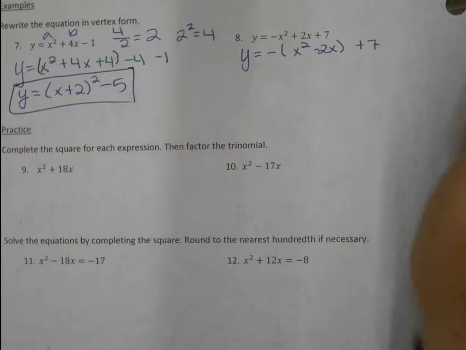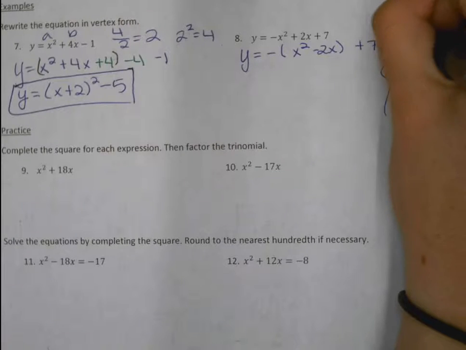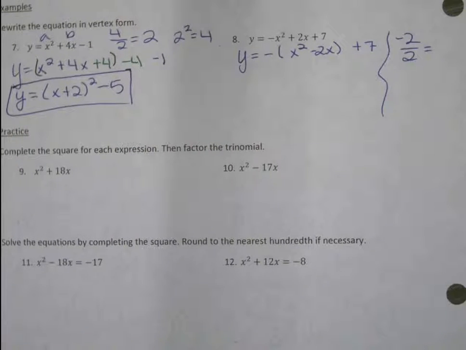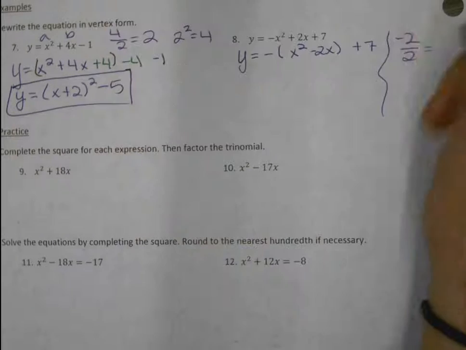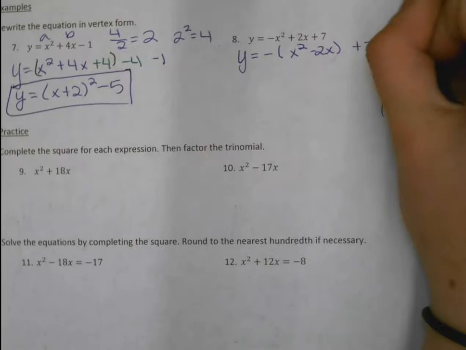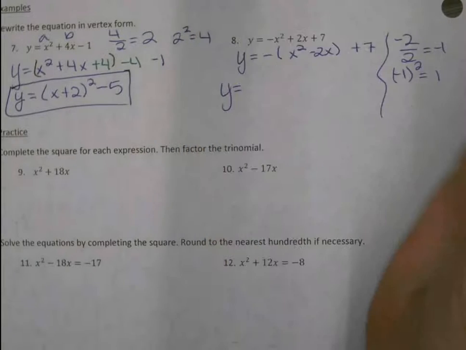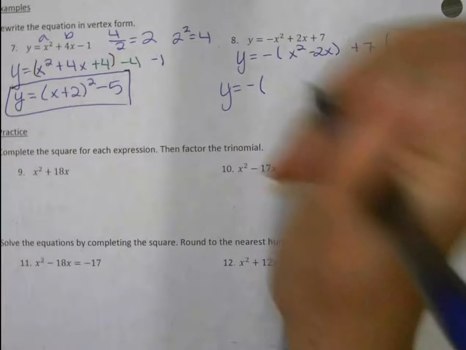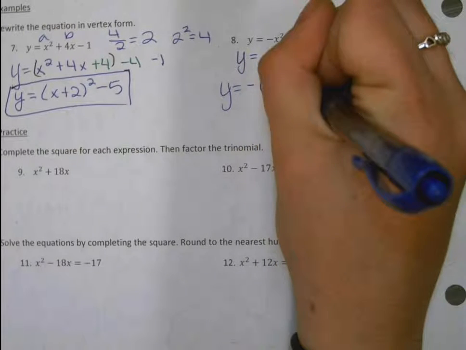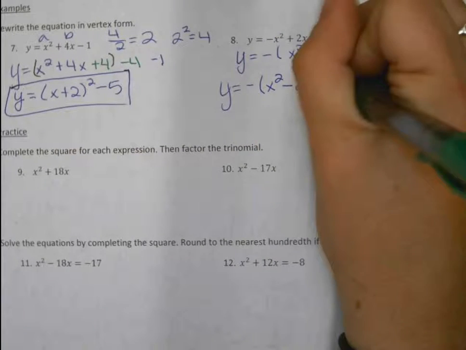Okay, then I need to figure out half of negative 2, which is negative 1. Negative 1 squared is positive 1. So what I'm going to do on this one is I'm going to do y equals negative, and since I have everything in parentheses already, I'm going to add the 1 inside the parentheses.